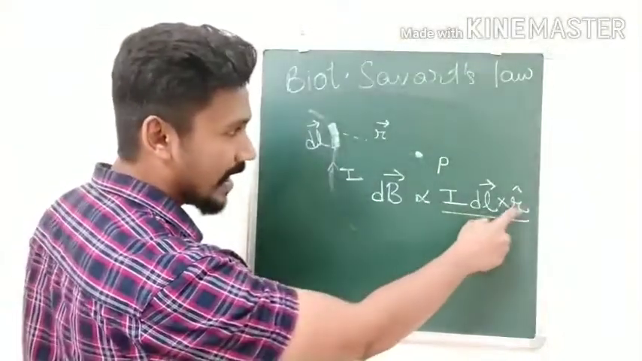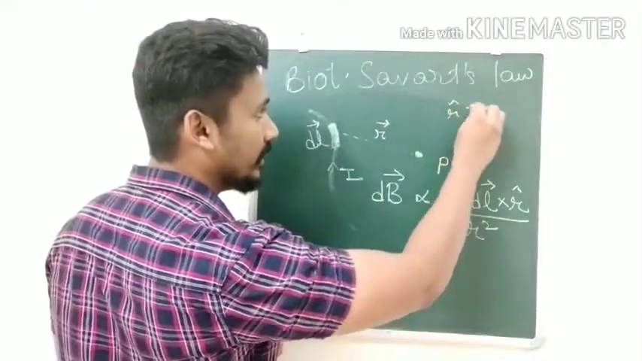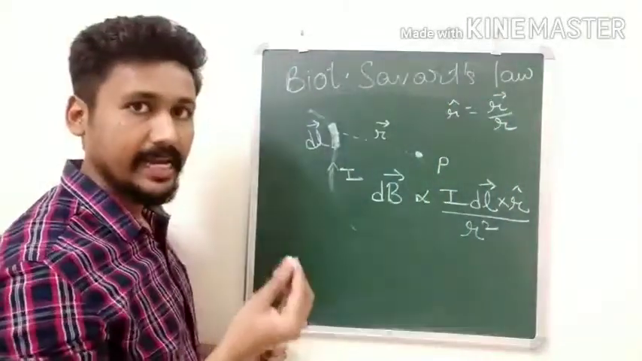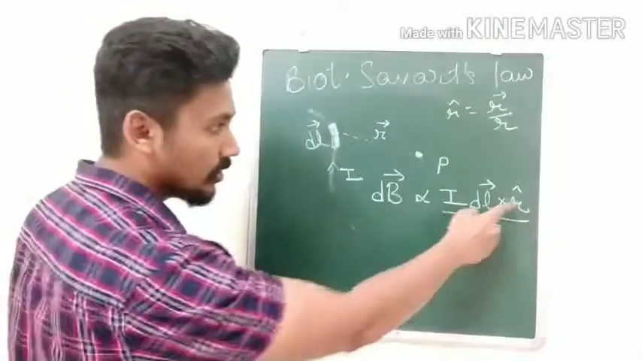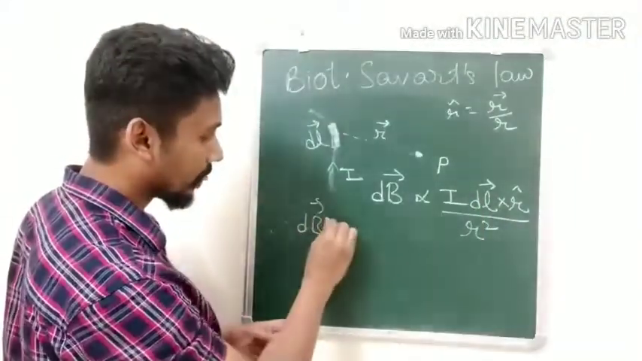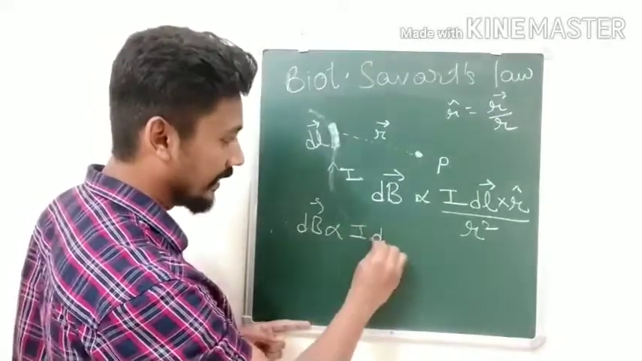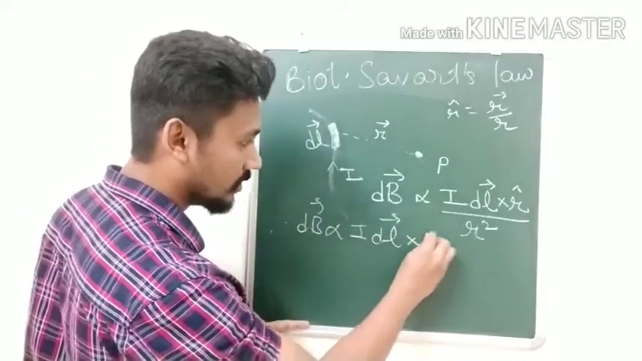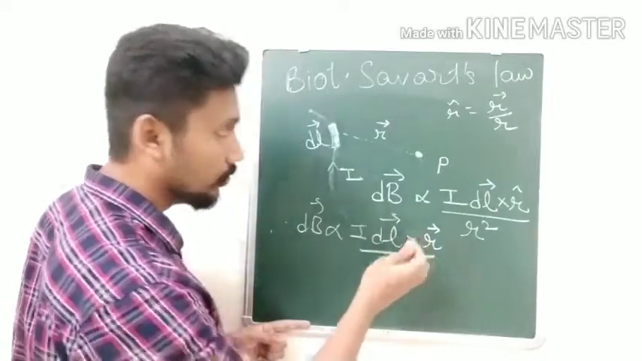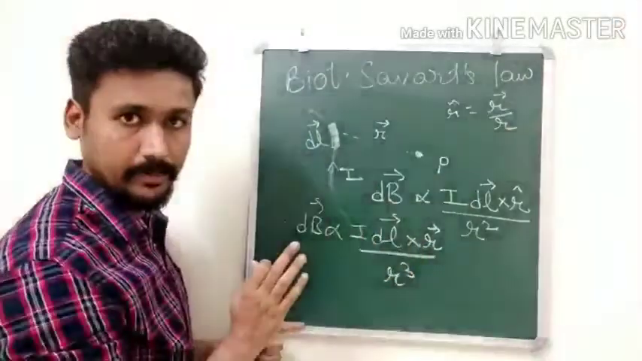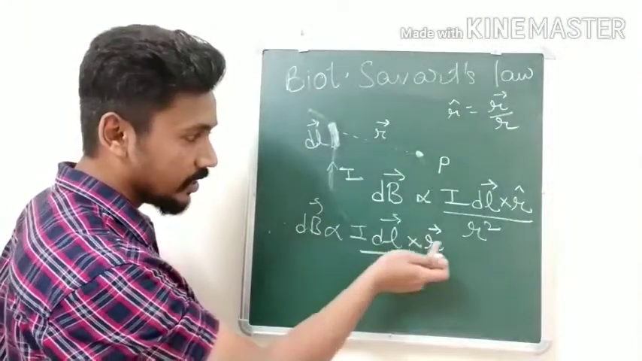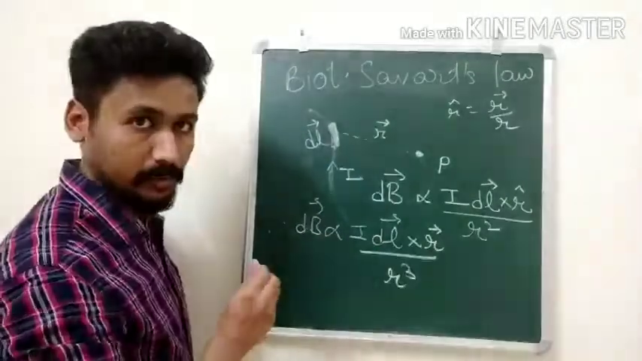Okay, now r cap is actually equal to vector r upon r. Correct? Any kind of unit vector can be written like that. So this we will write as, therefore, dB proportional to I vector dl cross vector r divided by r cube. We have substituted this value over here. Okay, so that is how we will get dB proportional to I dl cross r upon r cube.